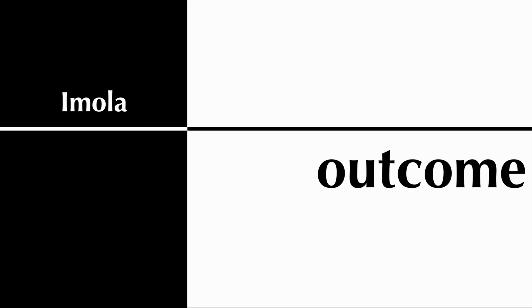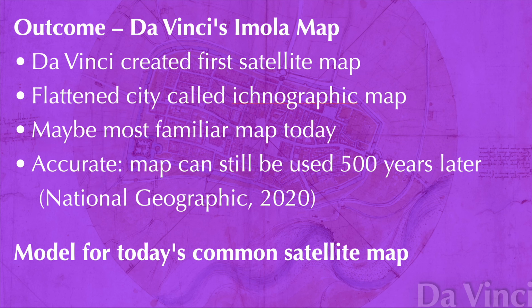Finally, what's the outcome or impact of Da Vinci's work? Da Vinci created the first satellite-style map. It's of a flattened city when you see the original. It's called an iconographic map. That's the technical name. It's maybe the most familiar map that's used today. It's highly accurate, and this map of Imola can still be used 500 years later if you're in that area. And it is a model for today's common satellite map. So when you see a satellite map like on Google Earth, thank Da Vinci for that.